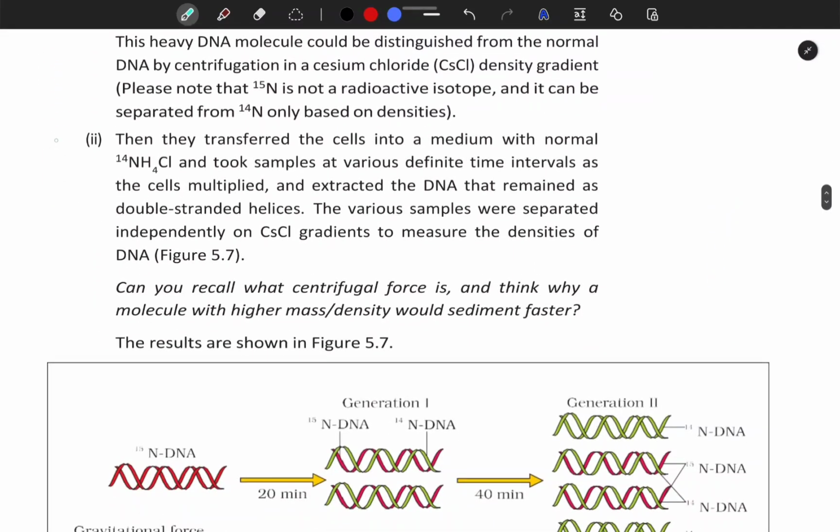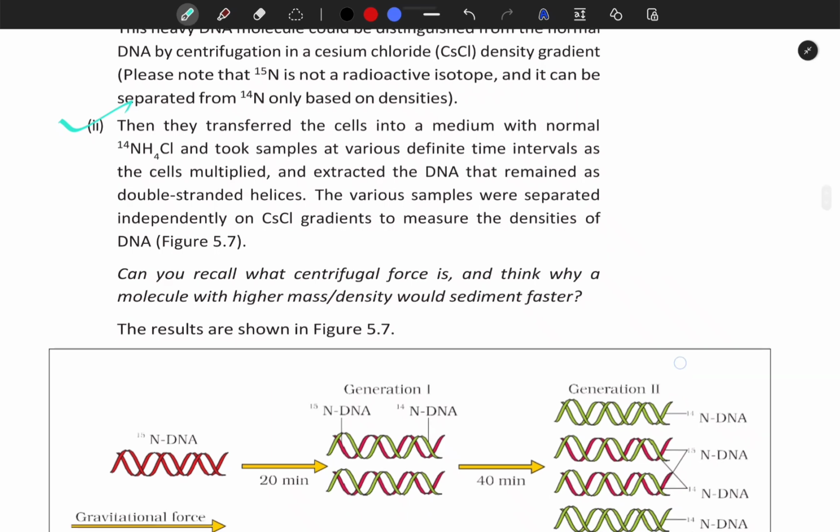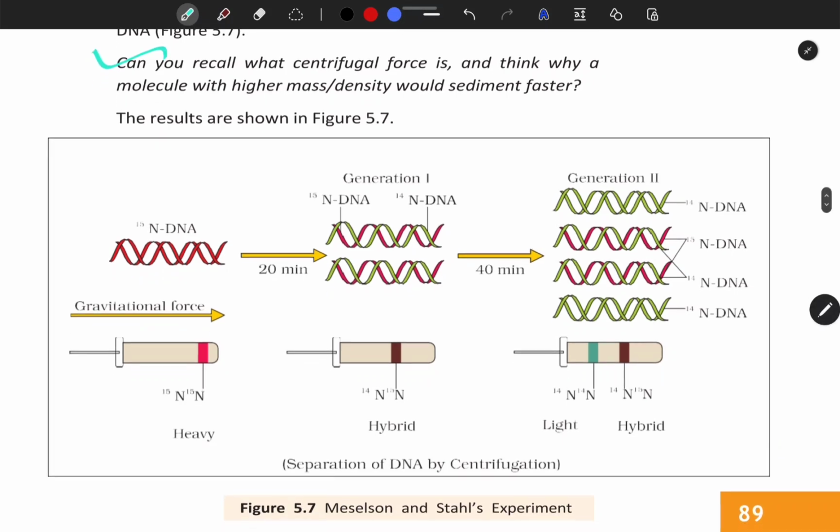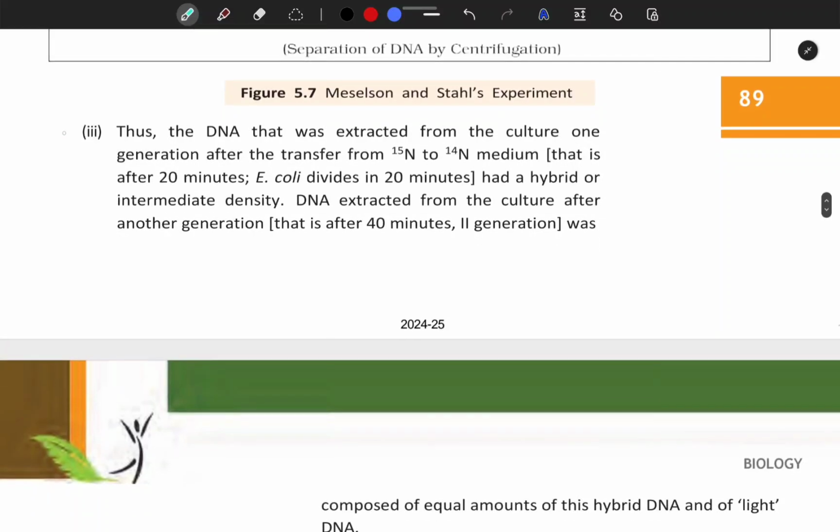on the densities. Second, they transferred the cells into a medium with normal 14NH4Cl and took samples at various definite time intervals as the cells multiplied, and extracted the DNA that remained as double-stranded helices. The various samples were separated immediately, independently on CsCl gradients to measure the densities of DNA, as shown in figure 5.7. Can you recall what centrifugal force is and think why a molecule with higher mass or density would sediment faster? The results are shown in figure 5.7.